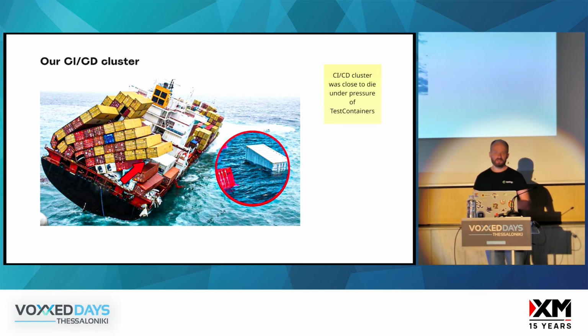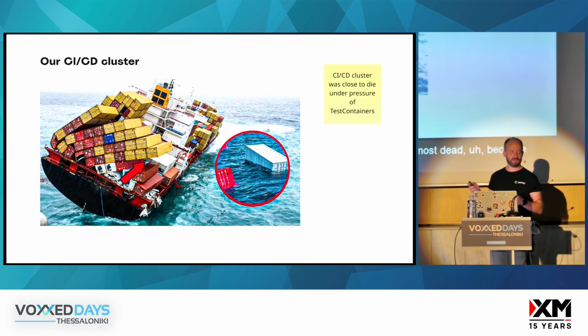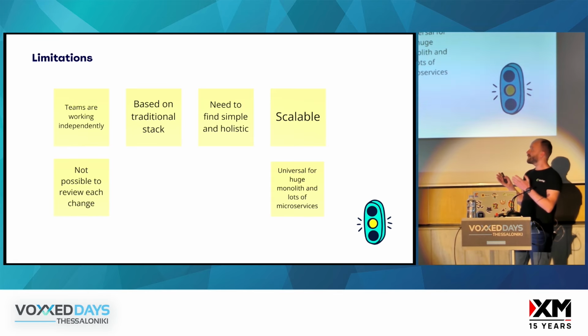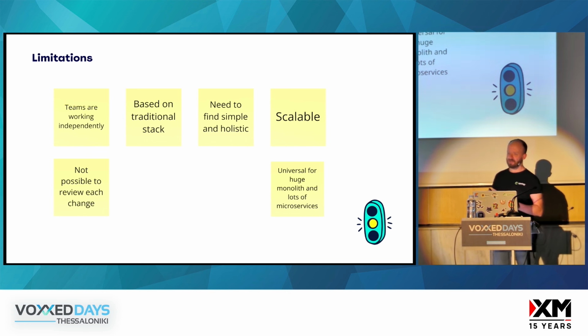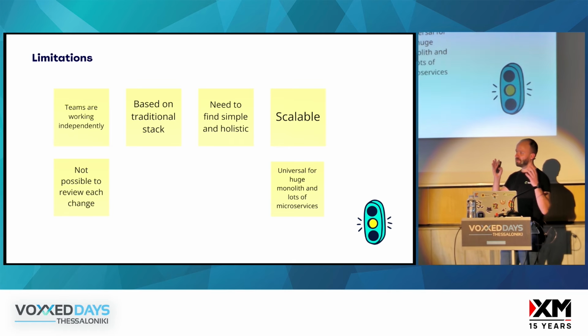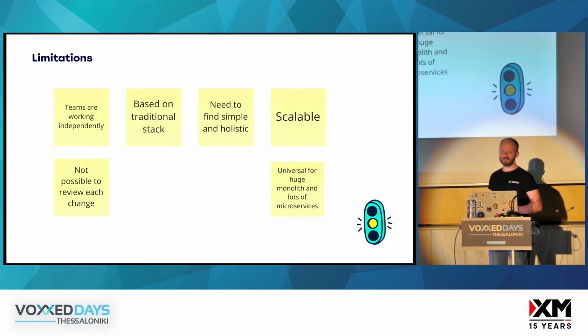Also, our CI/CD cluster was almost dead because we were trying to spin up too many Docker containers. It was a big problem for our CI guys, who worried about this. Our teams work independently, and one of the limitations was that it's not possible to review literally every pull request. So we had to define some scalable and reproducible ways to solve those problems, and we tried to find a solution that would work both for the monolith and our microservices.